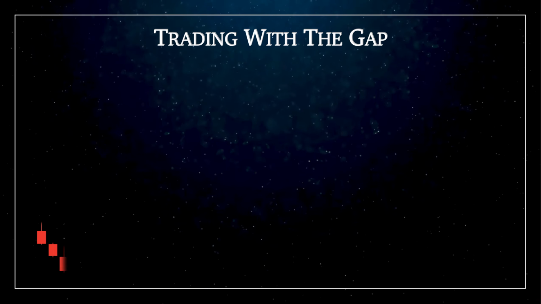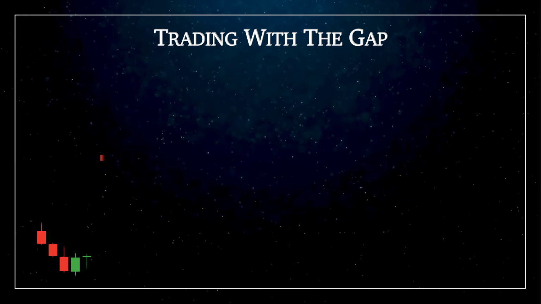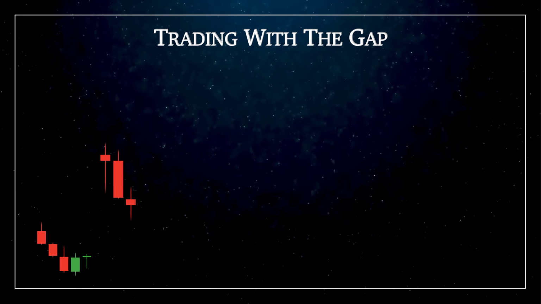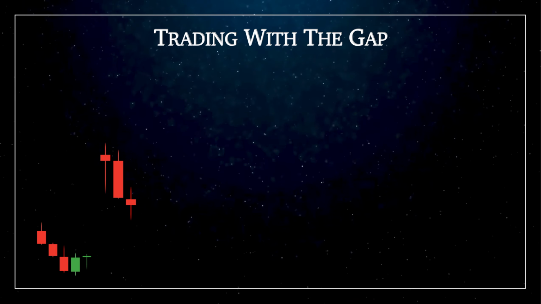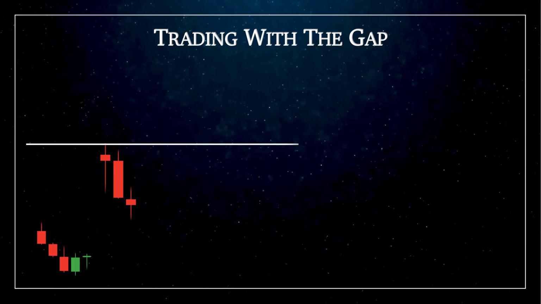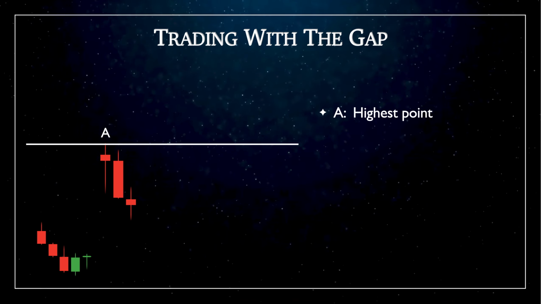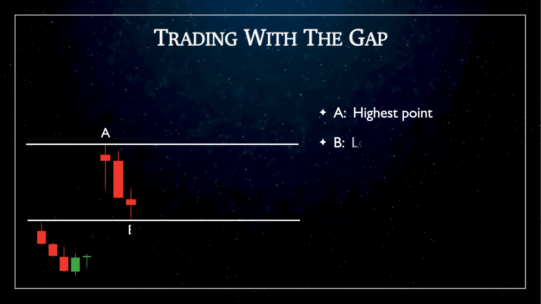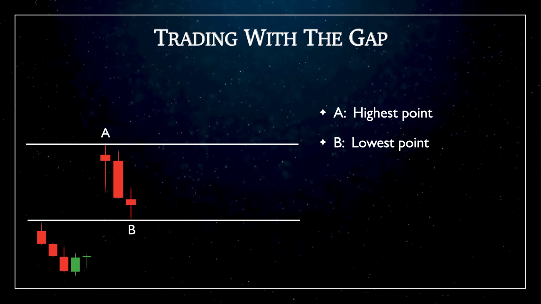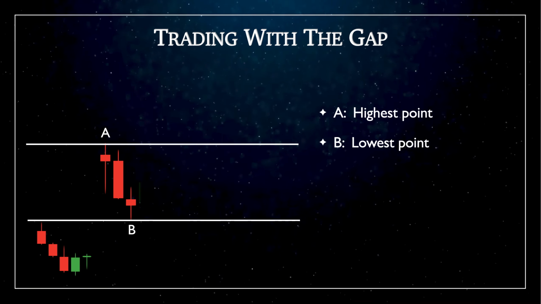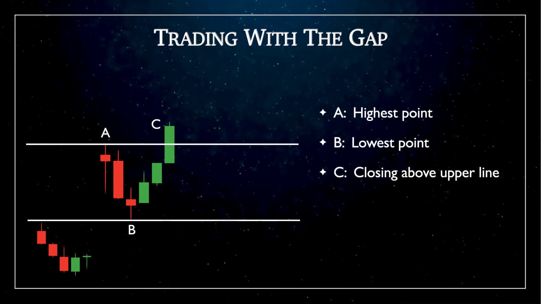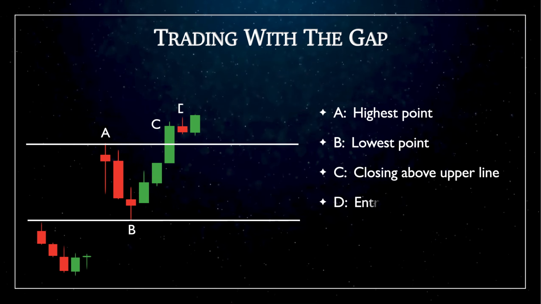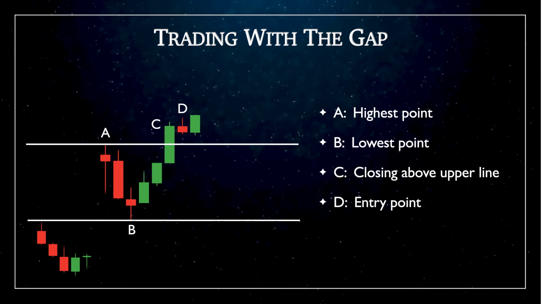Let's learn how to trade in the direction of the gap. This is when price continues to move in the direction of the gap after it has happened. First, create a horizontal line through the highest point of the first 3 candles and another through the lowest point. We now wait for a closing above the upper line, which happens at candle C. We can now take a long trade at the next candle marked D.